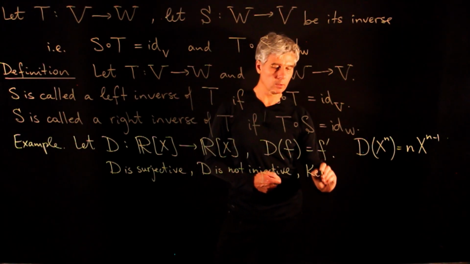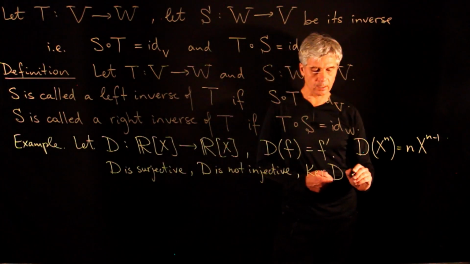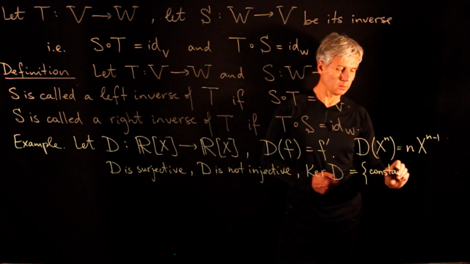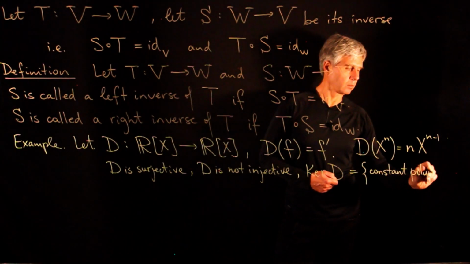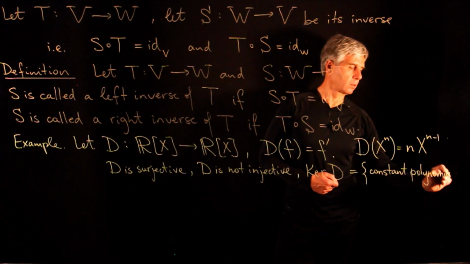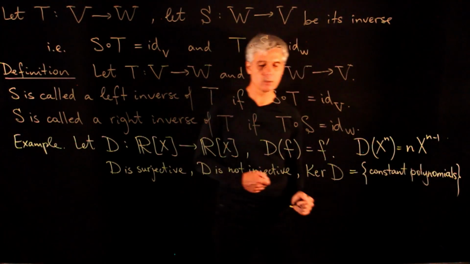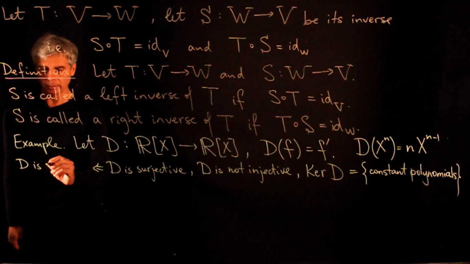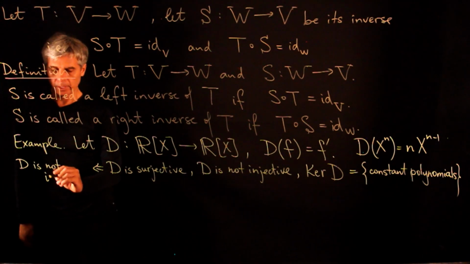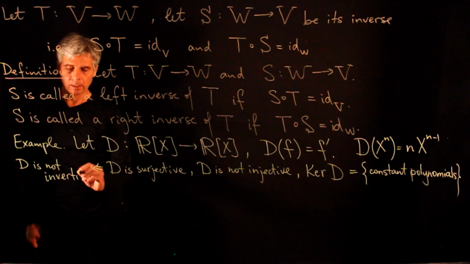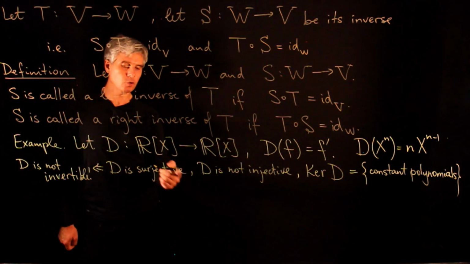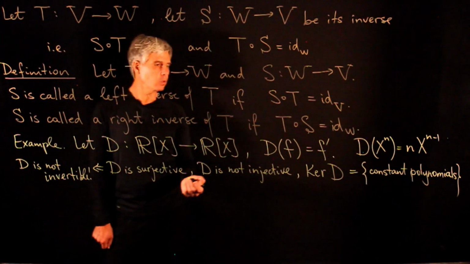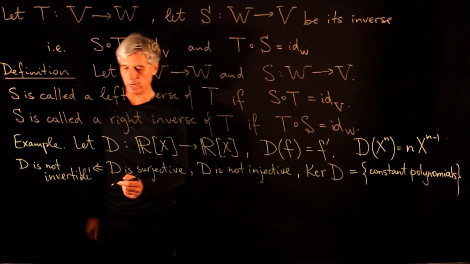because the kernel of D consists of constant polynomials and not just the zero polynomial. From this, we conclude that D is not invertible, because for invertibility, we need both surjectivity and injectivity. Now, let us look at the antiderivative transformation.